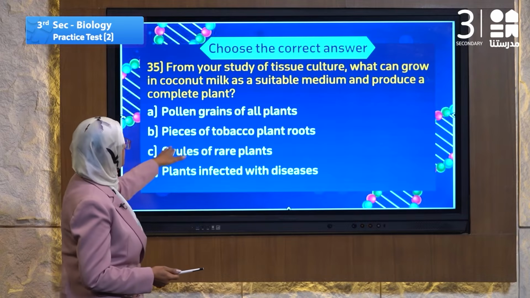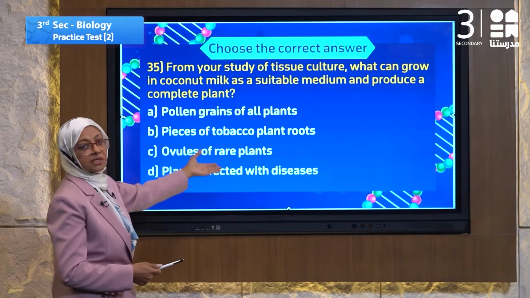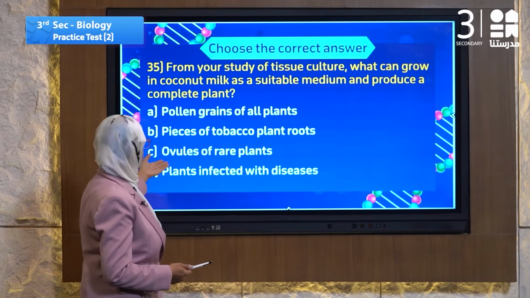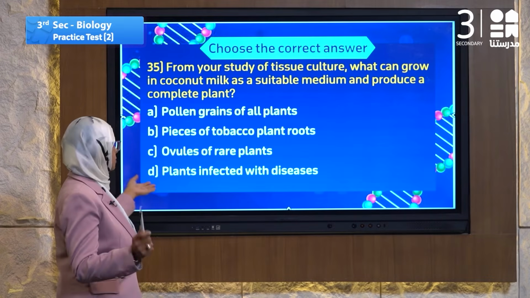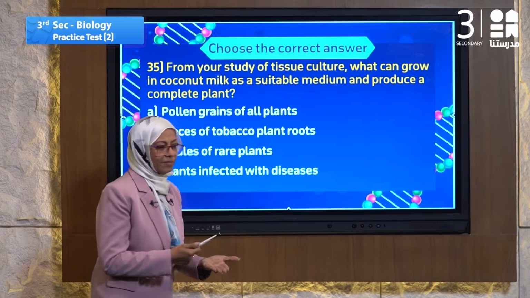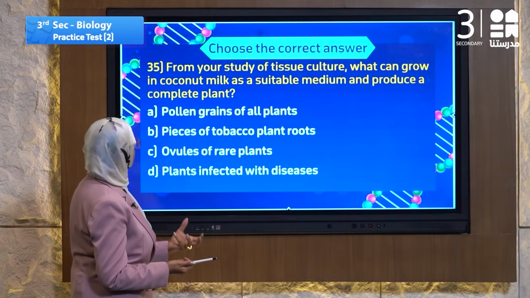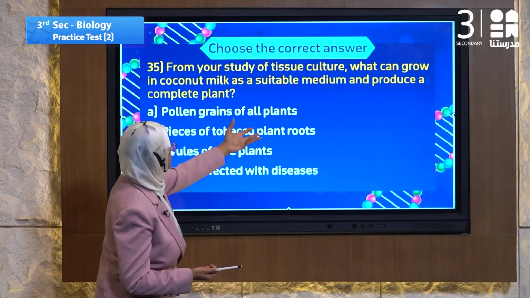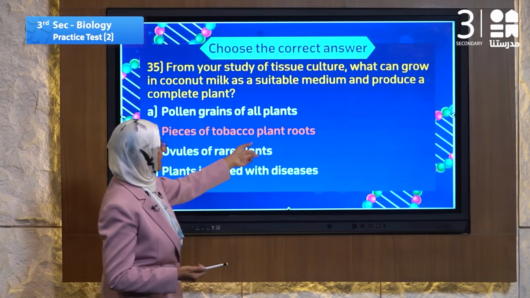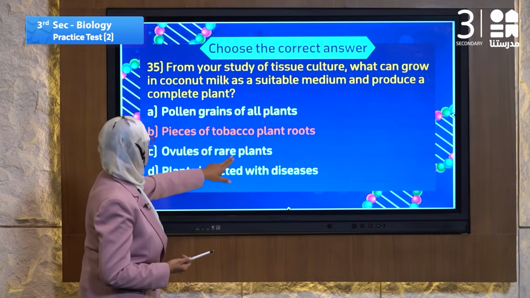Number B, piece of tobacco plant roots, maybe because it contains a whole number of chromosomes. Ovule of rare plant. No, ovule has half the number of chromosomes. It's not suitable for tissue culture. Plants infected with a disease. Any plant infected with a disease won't produce a complete, healthy plant. So the answer must be B. A piece of tobacco plant roots is more effective to make a complete plant.